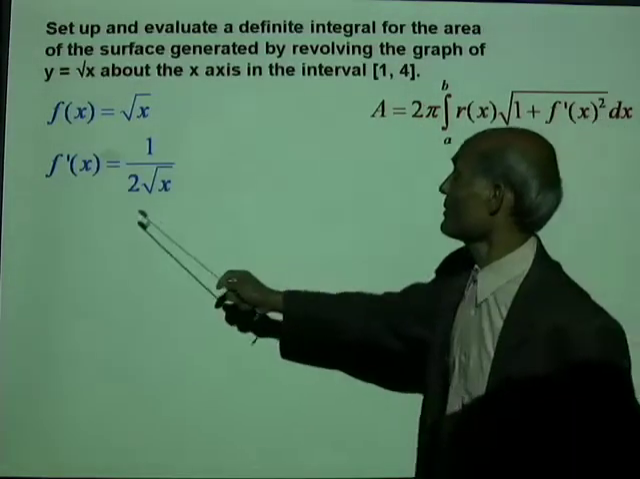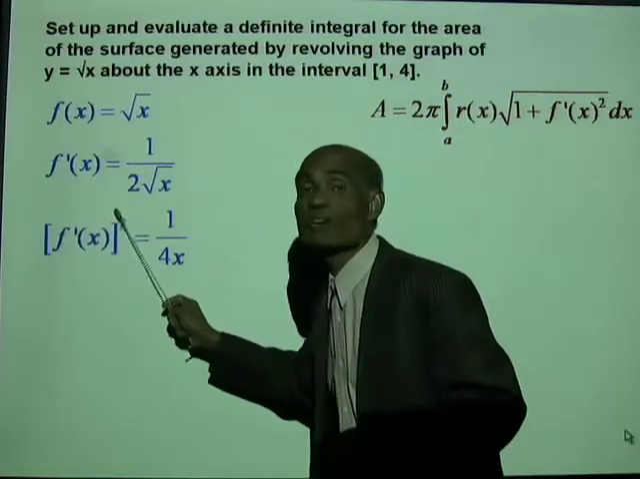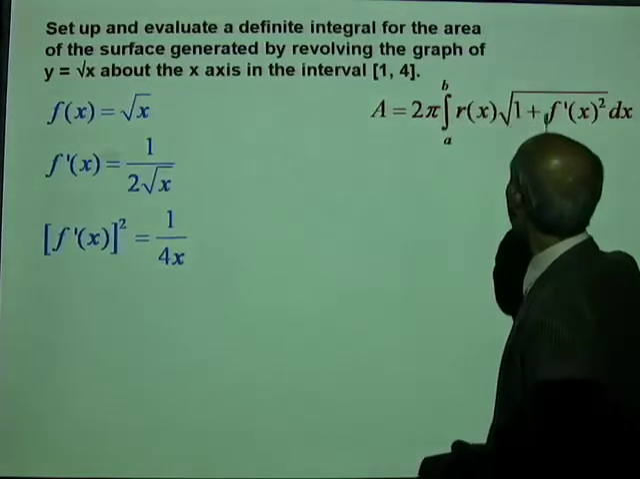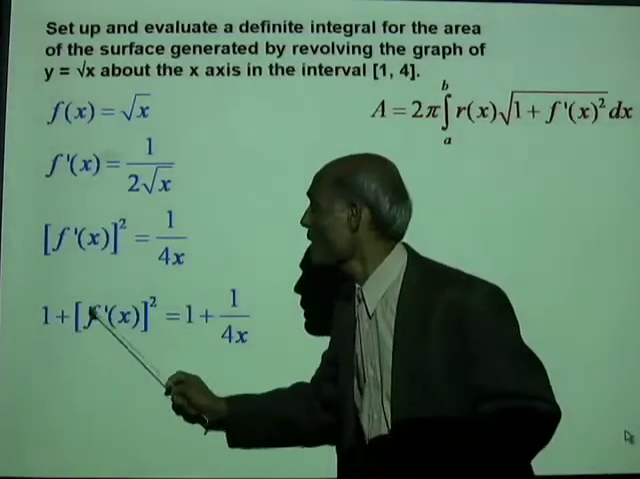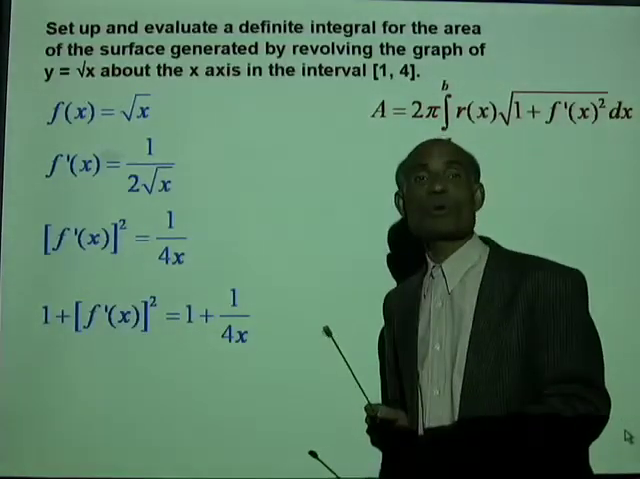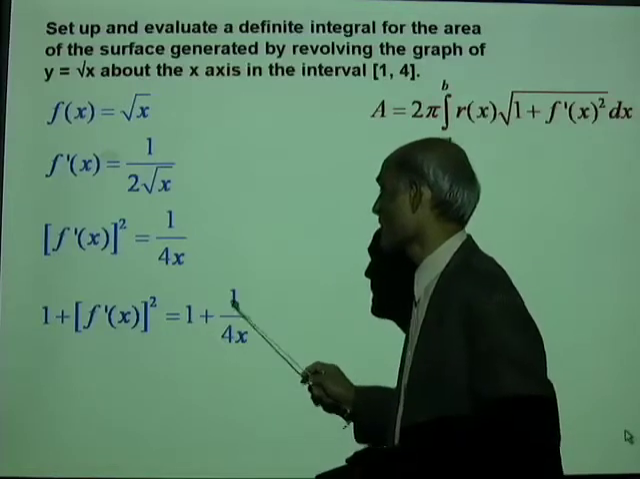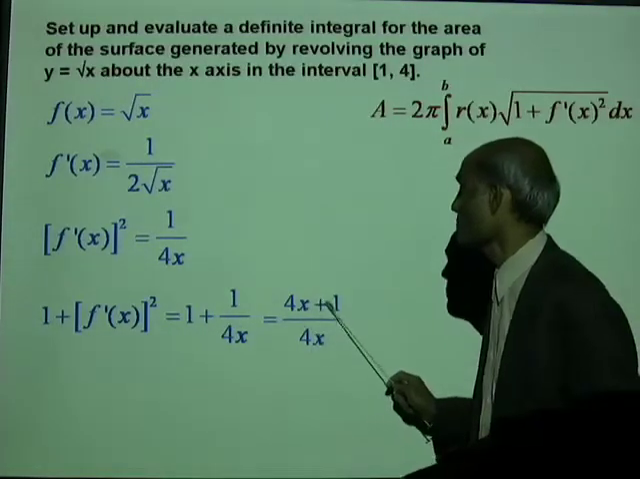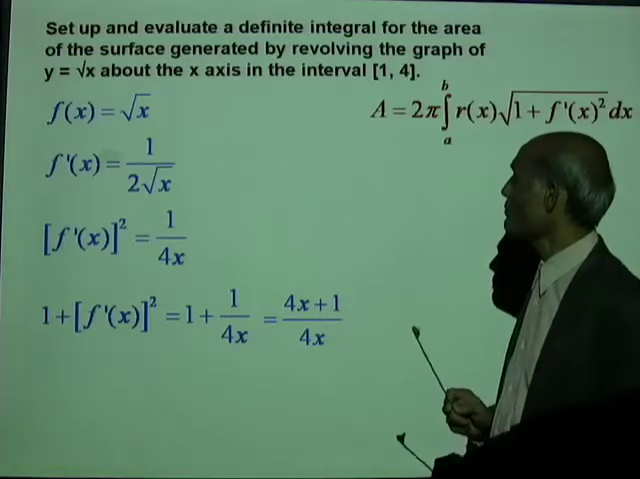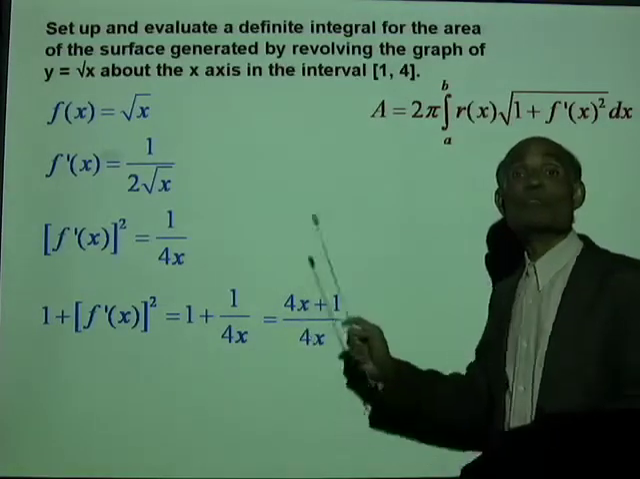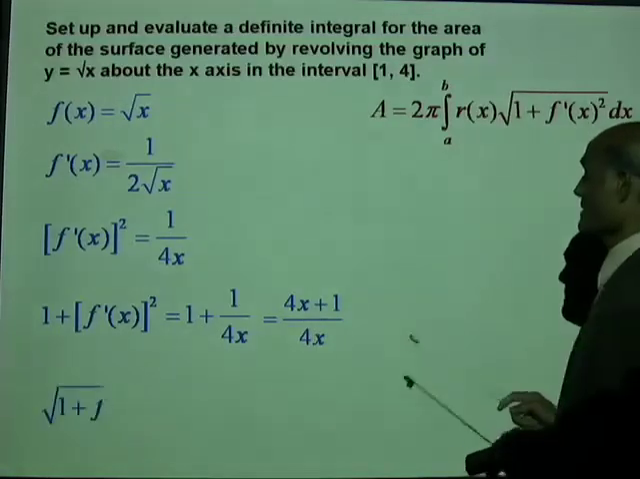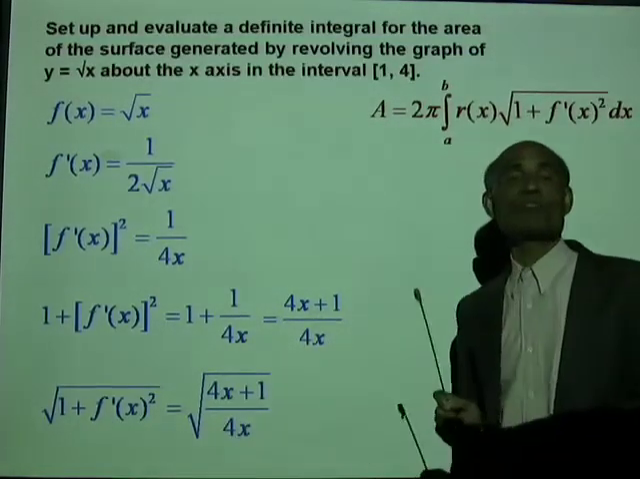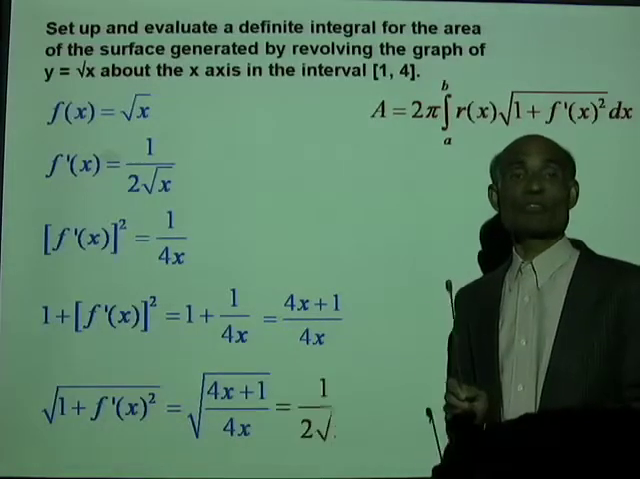Now we square it. What is f prime of x squared? It is 1 over 4x. Now you need to add 1 to it. So what is 1 plus f prime x all squared? That is 1 plus 1 over 4x. Simplify it. That will be 4x plus 1 over 4x. We now need to take the square root of it, so the square root of that will be the square root of 4x plus 1 over 4x.